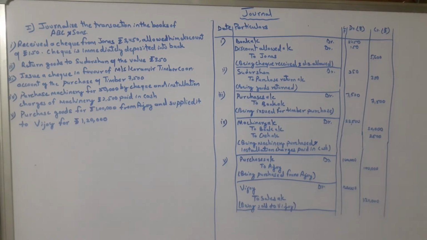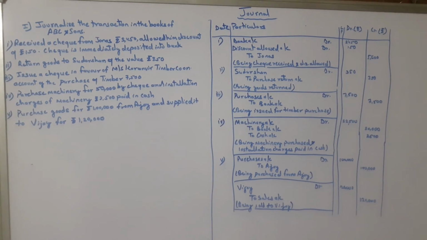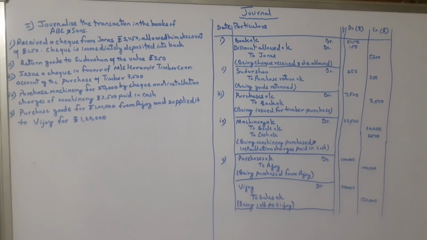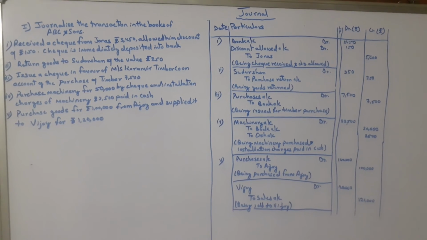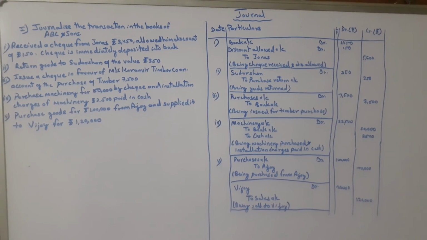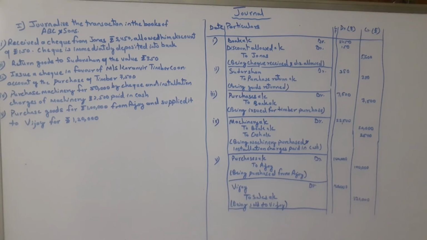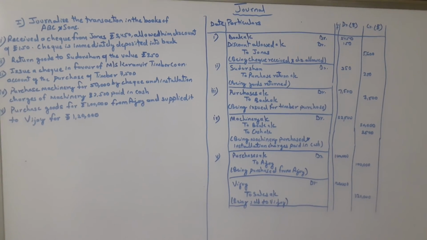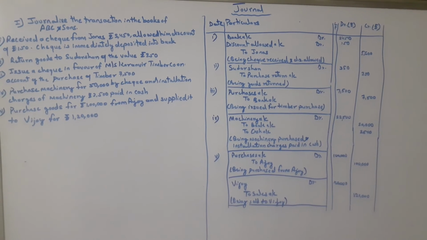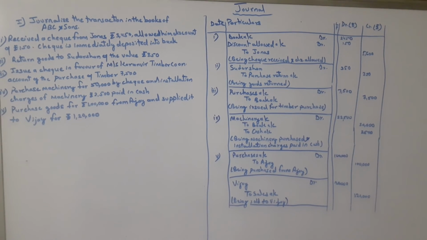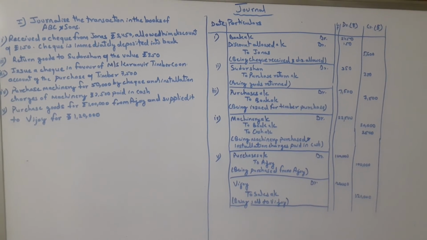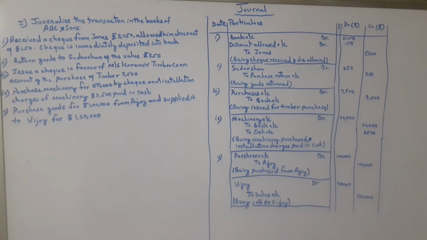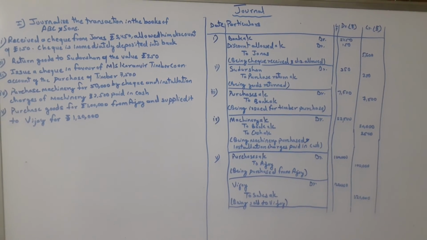Here what entry should be passed when you purchase goods from a party and when the party name is mentioned and nothing is mentioned about whether it is paid in cash or through bank. So here the entry goes like purchases account debited to Ajay account. Purchases being a nominal account, it represents expenses. Nominal account rule goes all losses and expenses should be debited. Therefore, purchases account debited to Ajay because here Ajay is the giver. We have purchased from Ajay.